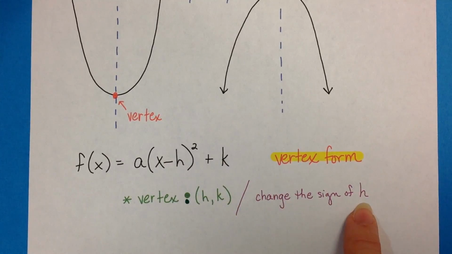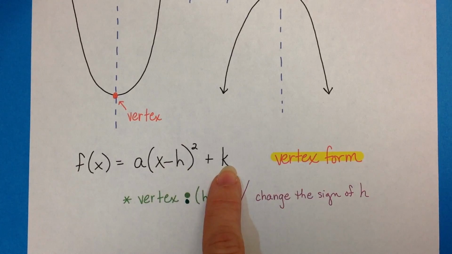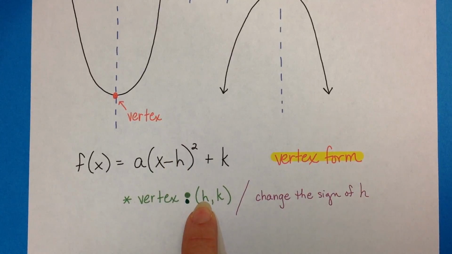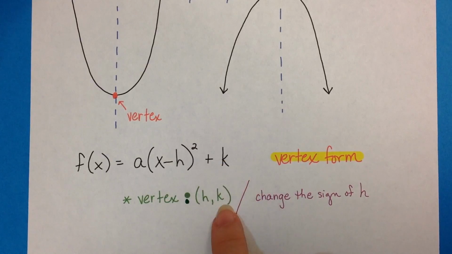Now I've made a note here where I've said to change the sign of h. That's because when it's written in this vertex form, this is written with a minus sign. So whatever number you have here, when you go to identify it as part of the vertex, just change the sign of it. So you'll see what I'm talking about when we actually get some numbers going here. But the k, you've got a plus sign in front of the k, so you wouldn't actually bother changing the sign in that situation.